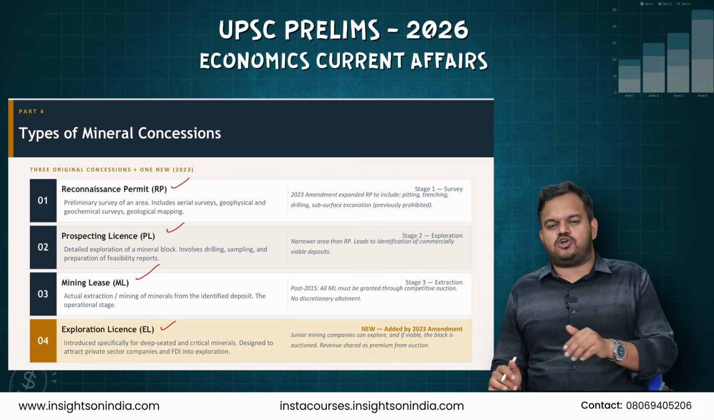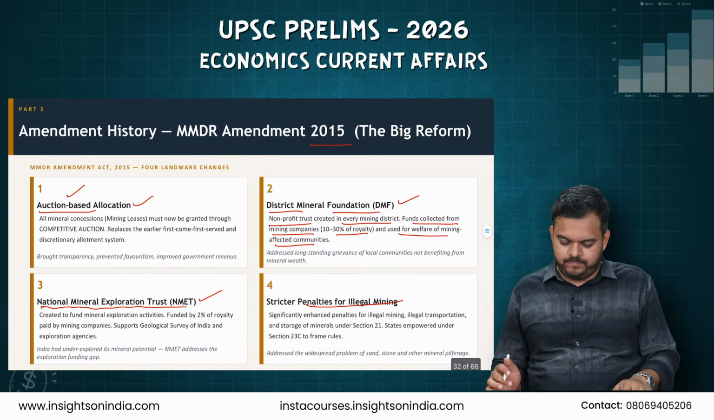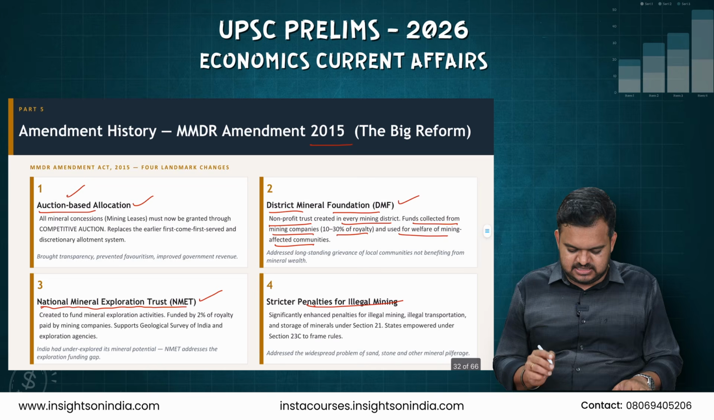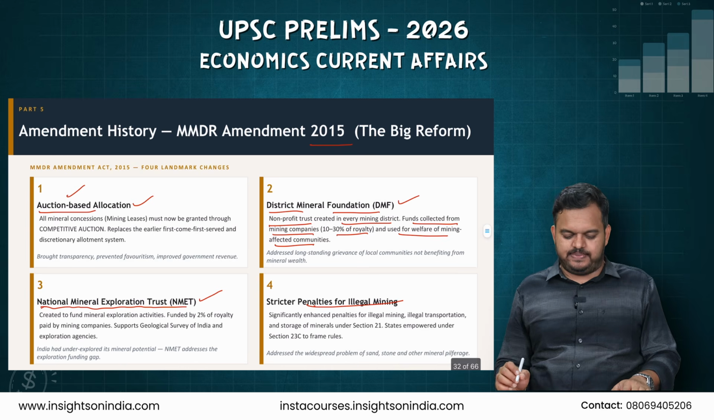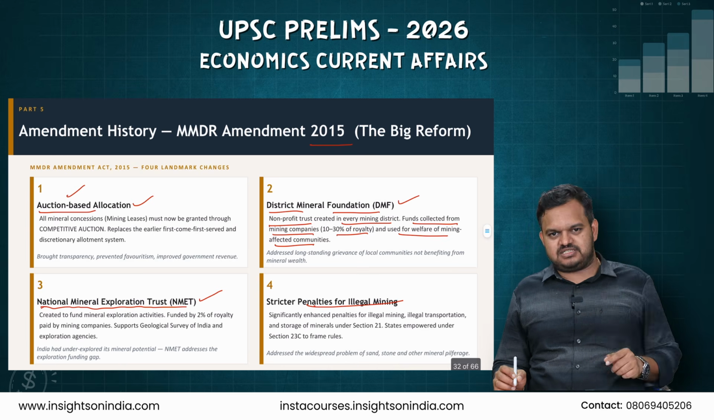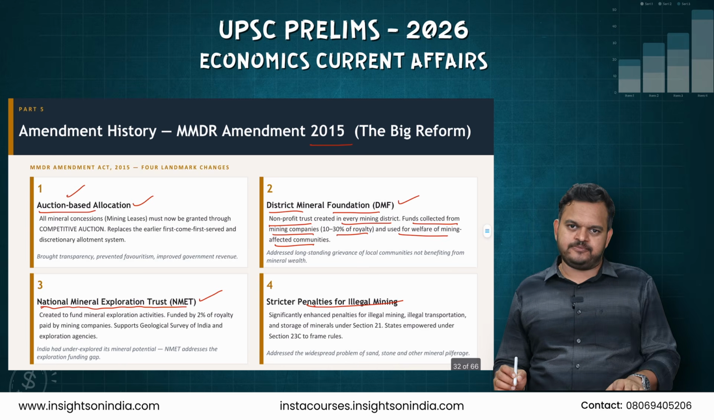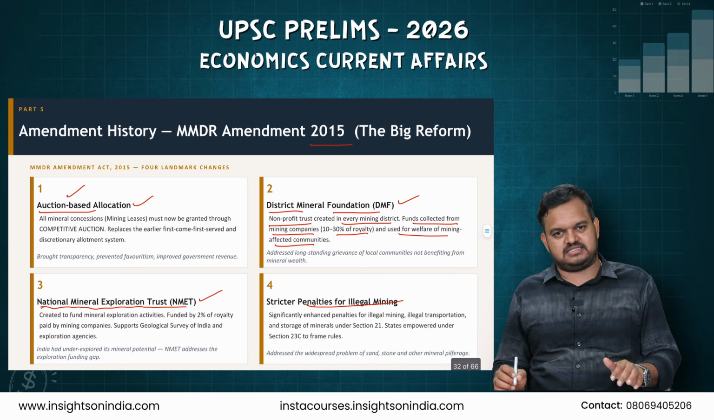I will also talk about recent and significant amendments to the MMDR Act. I will talk about only important things. From 2015 onwards, the minerals have been allotted based on auctions. Transparent auctions will happen through online portals. Only then are the minerals auctioned for mining purposes. Before that, it was given on a first come, first serve basis.